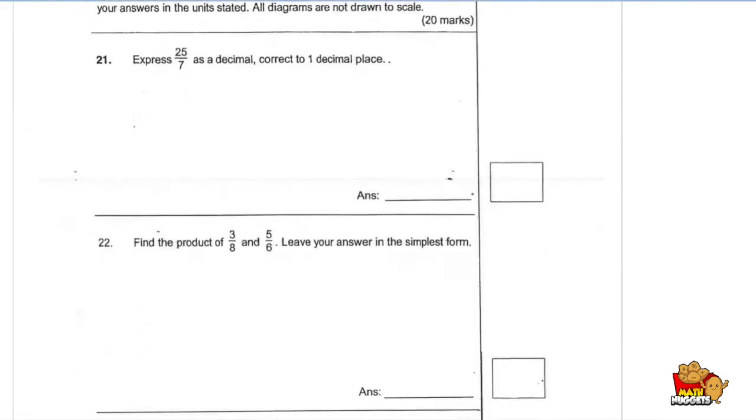Question 21. Express 25 out of 7 as a decimal, correct to 1 decimal place. So 25 out of 7 is the same as 25 divided by 7. Now for some of you who don't know 25 divided by 7, how do we write it? How do we do our long division? Remember, right and left. Meaning 25 is on the right and 7 is on the left. And you do your long division. Take note, they want 1 decimal place, so our answer when we do long division needs to be up to 2 decimal places first. Okay?